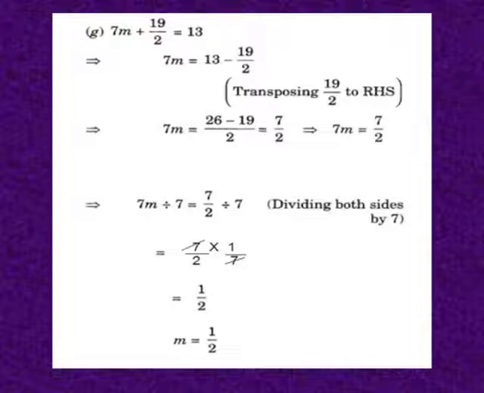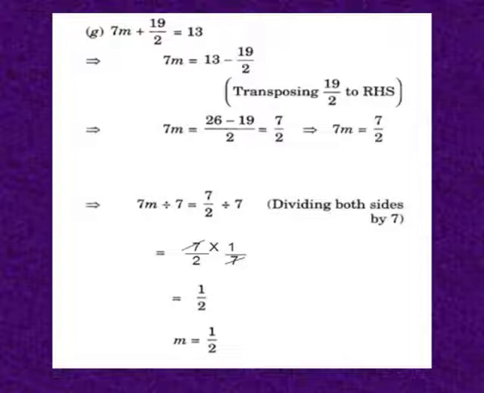Now, G subdivision, 7m plus 19 by 2 is equal to 13. Firstly, we are transposing and we got 7m is equal to 13 minus 19 by 2. While transposing from left hand side to right hand side, its symbol has been changed, so that it becomes 7m is equal to 13 minus 19 by 2.